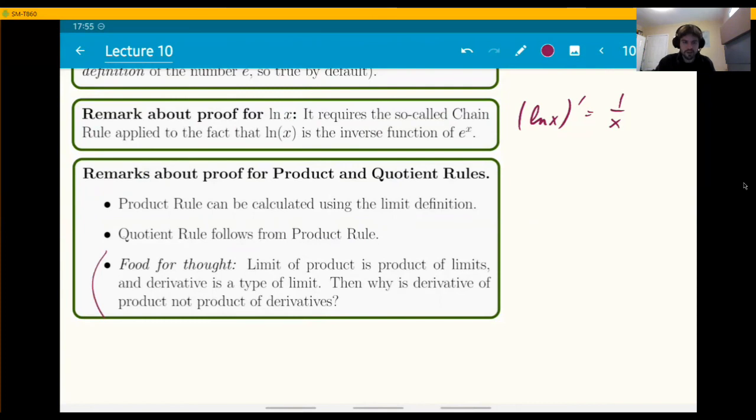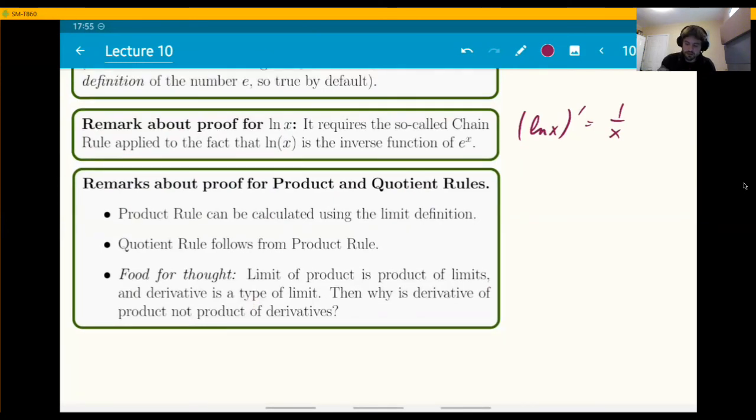I'm not going to say anything about it, but just think about this. We know that the limit of a product is the product of the limits. And we also know that the derivative is a type of limit by definition. So why is the derivative of a product not the product of the derivatives? I think this is an excellent question. Try to consider this if you want.